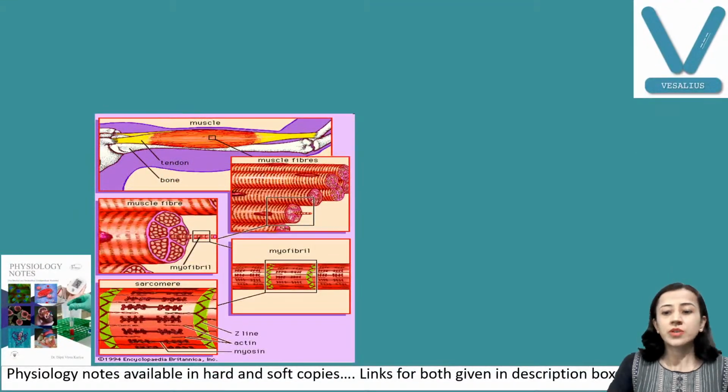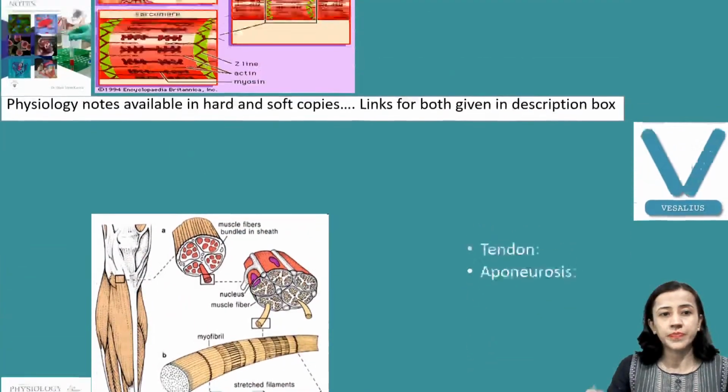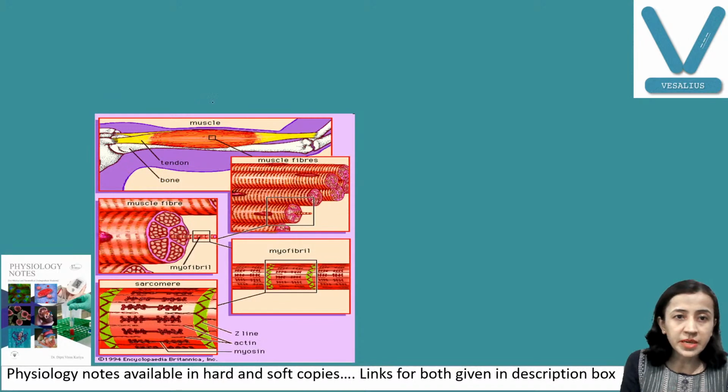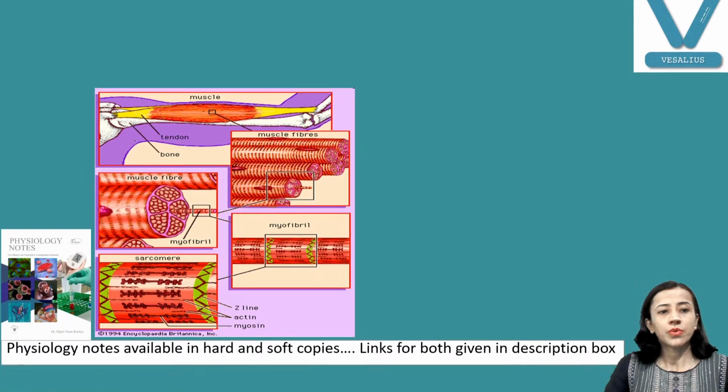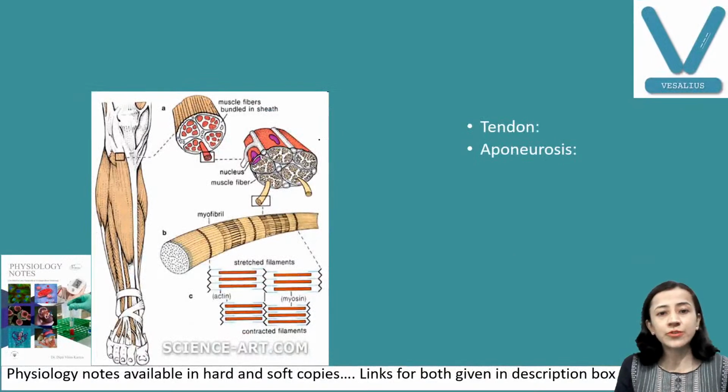Now, you can see here, this is the muscle. And this is the attachment of muscle with the bone, and here there is your tendon. The fibers of endomysium, perimysium and epimysium become continuous with the fibers of tendon, and they are connected to the bone. Tendon is visible here in this diagram also. You can see tendons.